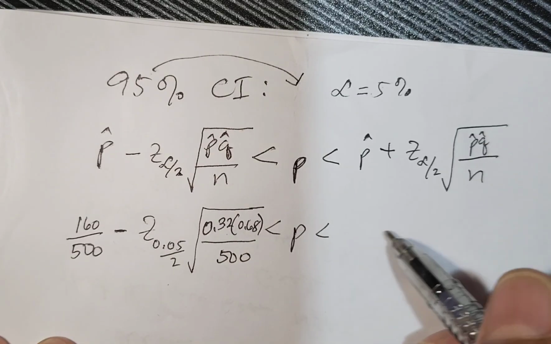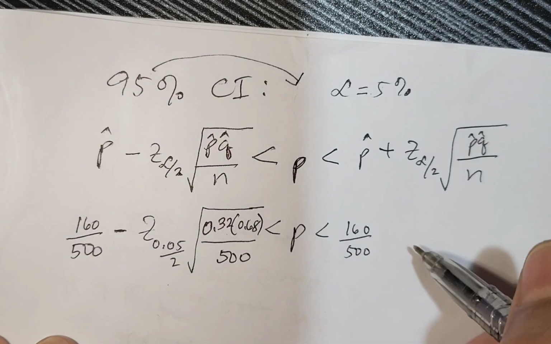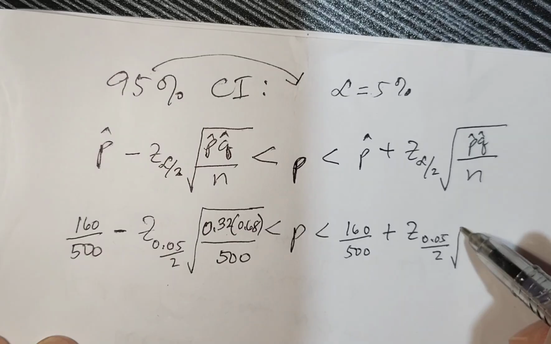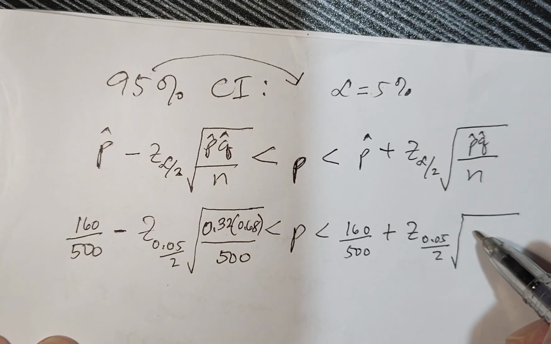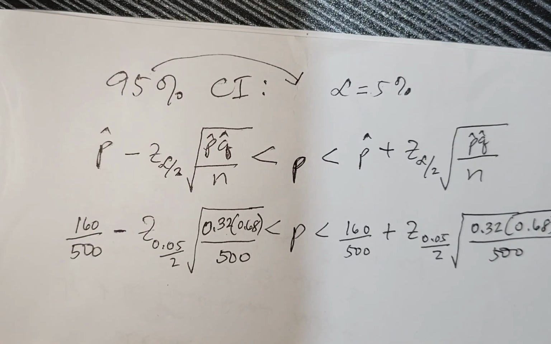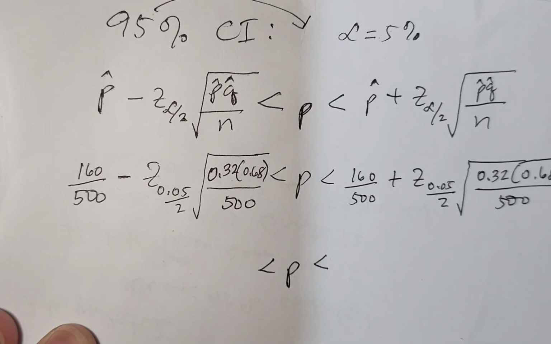Then copy the same for the right side. We have 160 over 500, which is actually 0.32, plus the Z at 0.05 over 2, because it's alpha over 2, times the square root of 0.32 times 0.68, all over 500. Now, we are estimating here the true proportion, or the actual proportion.